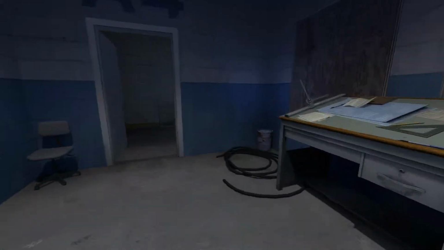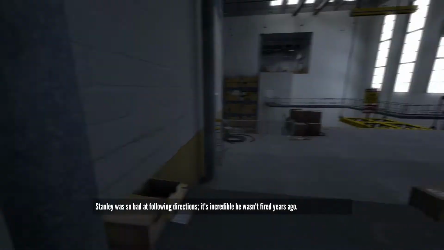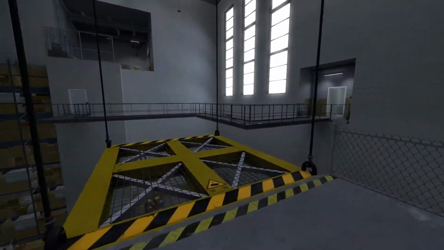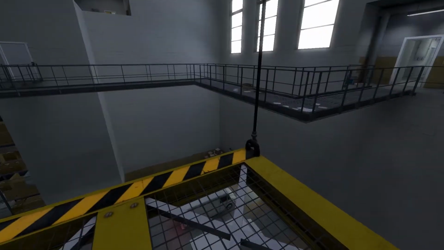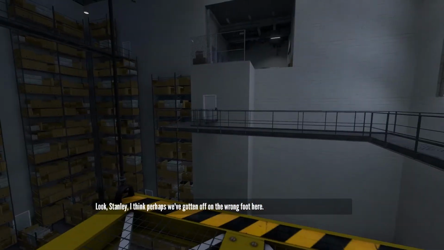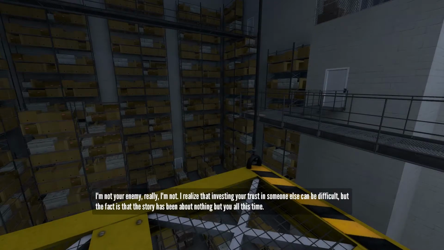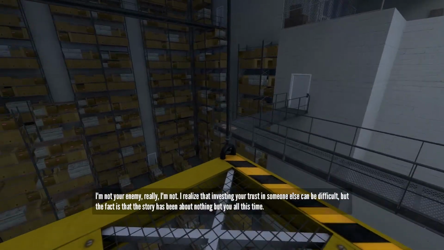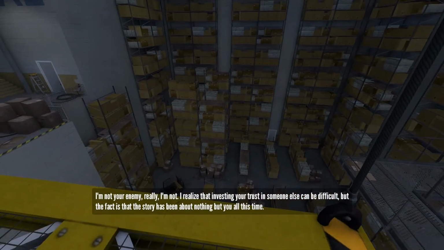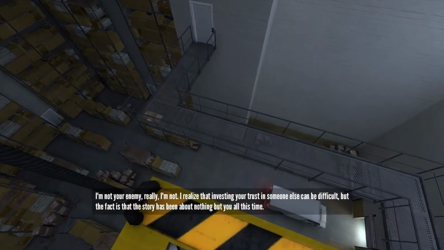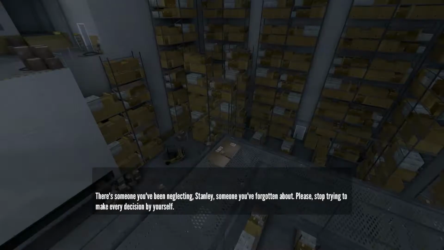Nope. Stanley was so bad at following directions, it's incredible he wasn't fired years ago. Look, Stanley, I think perhaps we've gotten off on the wrong foot here. I'm not your enemy, really, I'm not. I realize that investing your trust in someone else can be difficult, but the fact is that the story has been about nothing but you all this time.